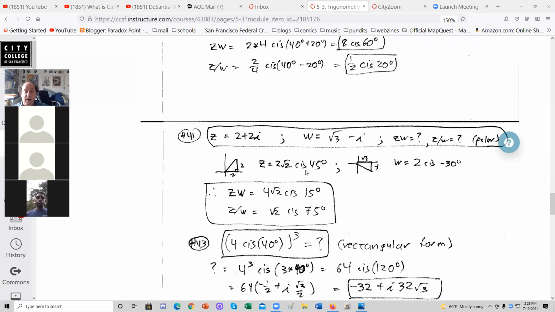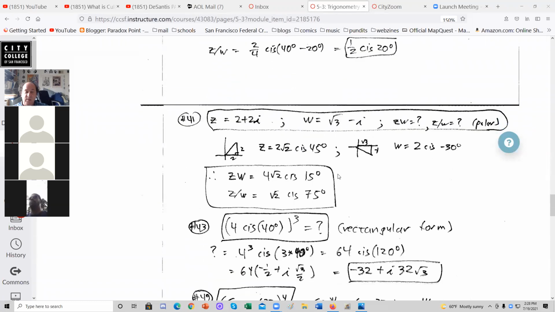Here we're given the Z and W in terms of rectangular coordinates. Find the polar form of their product and their quotient. Okay, Z is 2 plus 2i, W is root 3 minus i. 2 plus 2i, over 2 up 2, the diagonal is 2 root 2, angle 45 degrees. So Z is 2 root 2 cis 45 degrees. W is over root 3 down 1.